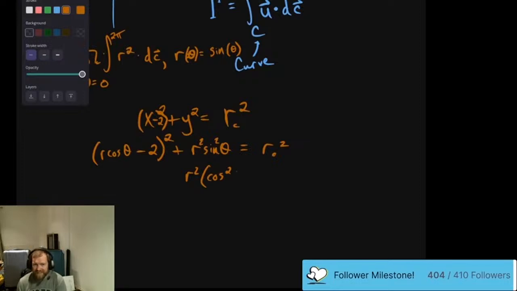I was just kind of throwing something out there. Sine squared theta, this is going to eliminate to become 1. And then this is going to be negative 4r cosine theta plus 4. Plus that is equal to whatever our constant radius is, whatever the radius of the circle that we actually want is.